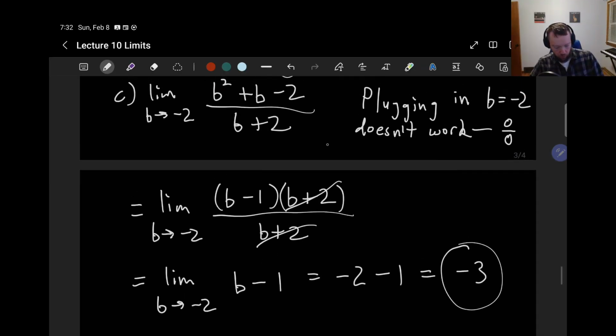So if you were to graph the original function, suppose the b's were x's, they serve the same role. If you were to graph this, technically you would have a hole when x or b is -2 because of this dividing. But even though you have a hole, you're still approaching this value. When it comes to the limit, that's all that matters. What are you approaching?